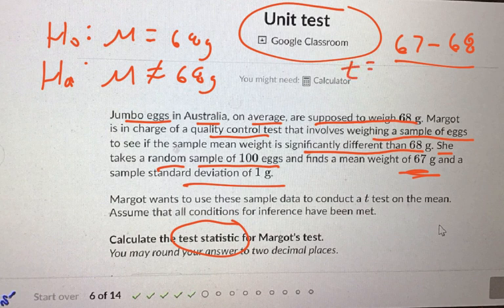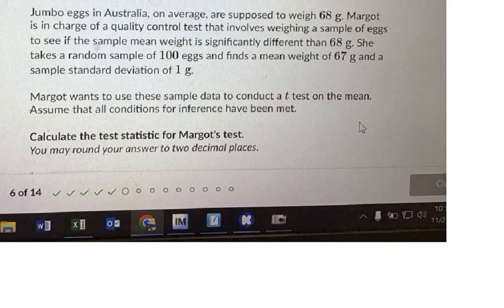So we subtract those and we divide by the standard deviation. So our test statistic T is going to be 67 minus 68, that quantity divided by our standard deviation, which we were told is 1. But don't forget you divide by the square root of the sample size. So there's our answer. If you calculate that correctly, guys, you'll get a T statistic of like 10. And that was the correct answer. So guys, you've got to know how to find the test statistic.